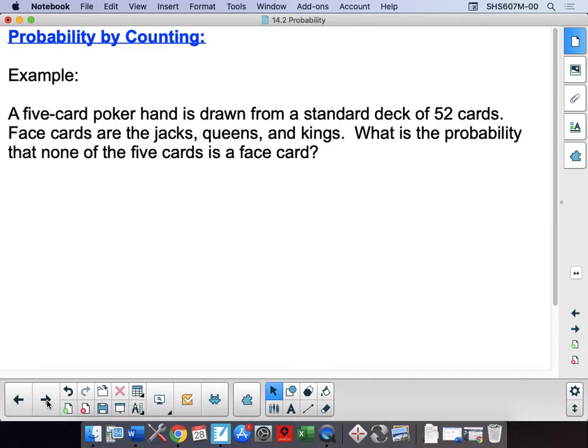So you have how many cards in each suit? 13. You have 13 cards in each suit, right? So ace all the way up to 10, there's 10 of them. And then you also have the 3 here, the jack, king, and queen, right? Face cards are considered the jack, queen, and king.